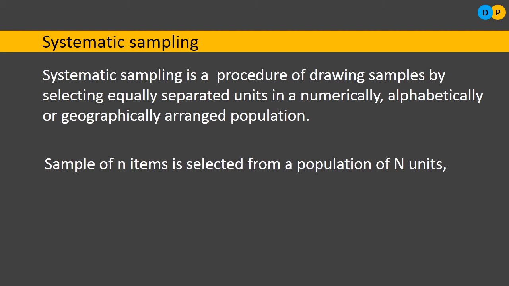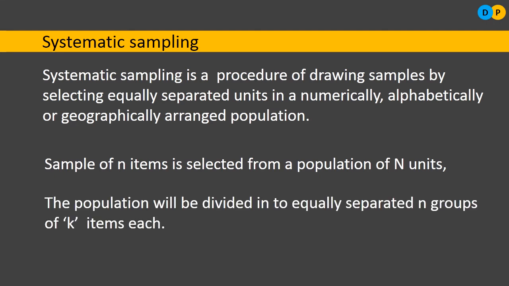Okay. Next, a sample of n items is selected from a population of capital N units. As I said, there are 100 individuals, so capital N is 100. From those 100 individuals or units, we will be selecting a sample having only small n items. What is small n? Small n is, let us say, 10. And the population will be divided into equally separated n groups of k items each.